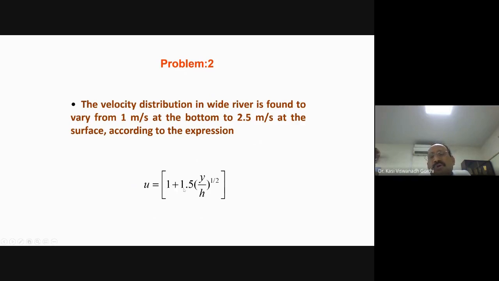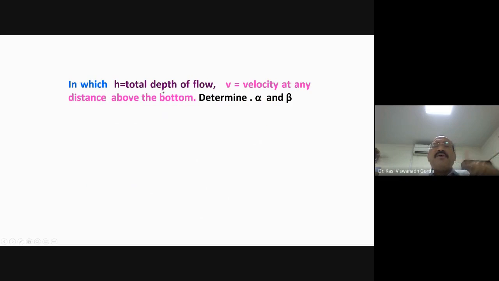So into 1 plus 1.5 into y by h whole to the power half, in which h is the total depth of flow. In the previous problem, y0 is the total depth of flow. Here h is the total depth of flow, and u is the velocity at any distance above the bottom. And you need to find the values of alpha and beta. Same procedure you need to follow.